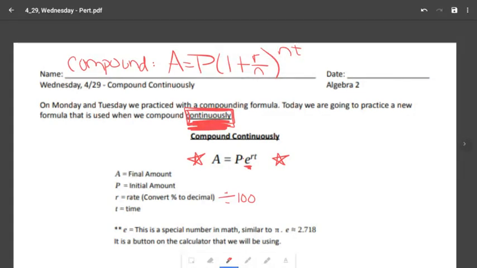E is a special number in math, similar to pi. We know that pi is 3.14. Well, E is its own special number. It's approximately 2.718. Just like pi, it goes on forever and ever. It's an irrational number. What's nice, though, is that it is a button on the calculator that we're going to be using.